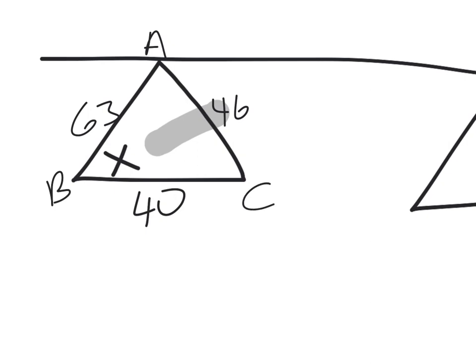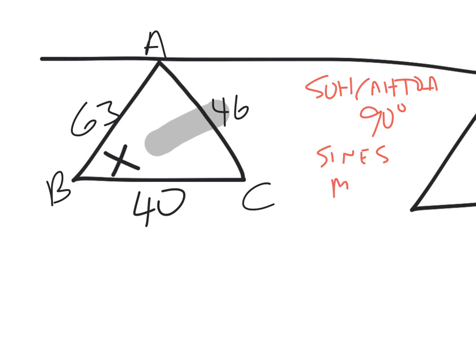and let's go through our checklist. Are we using SOHCAHTOA? Is there a 90-degree angle given to you? And the answer is no. No angles are given to you. Are we using the law of sines? Do we have a matching set of side angles? No, they don't give you any angles, so there can't be a matching set. So here we're going to use the law of cosines.